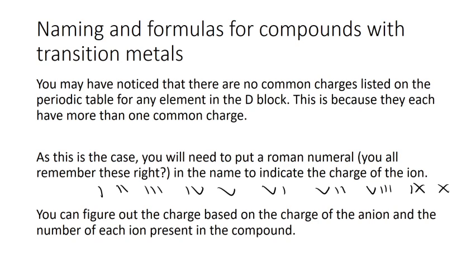And that's going to go in the name to indicate the charge of the ion. Right? So if you're given the name and you're trying to figure out the formula, it will have a Roman numeral in it, and that is going to be the charge of your metal. Right? So, but if you're just given the formula, you're going to have to figure out the charge based on the charge of your negative ion.